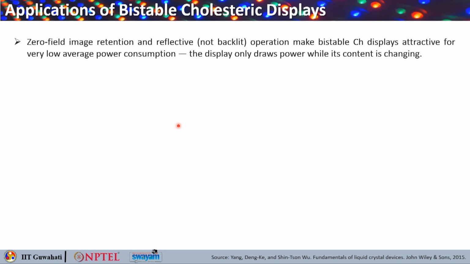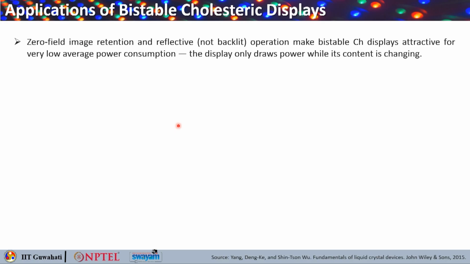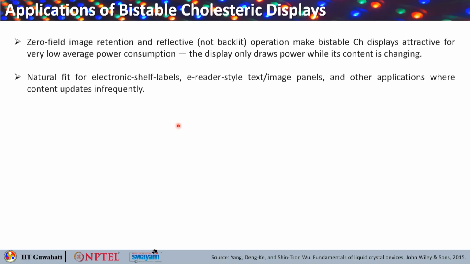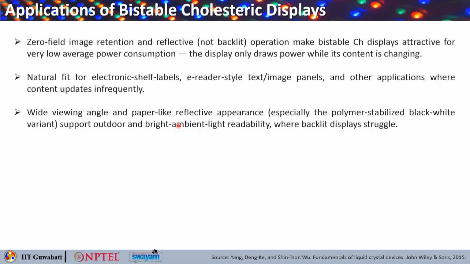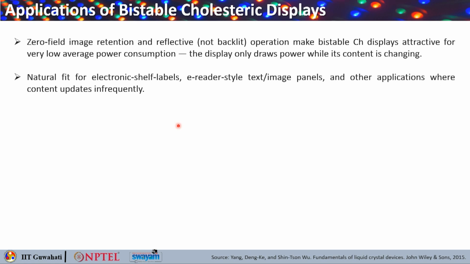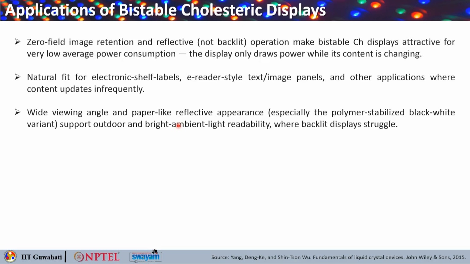Here you can see that the main features like zero field image retention and reflective, not backlit, operation make these bistable cholesteric displays attractive for very low average power consumption. The display only draws power while its content is changing. So it is naturally fit for electronic shelf labels, e-reader style text or image panels, and other applications where contents update not so frequently.